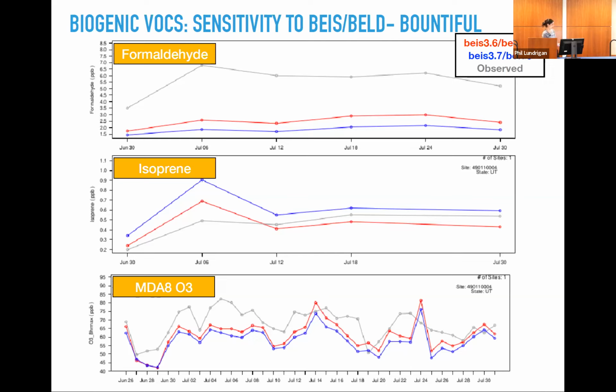Now, of course, those are only a few data points. That's the only data we have available for that 2017 time period that we're simulating. But still, if we go down looking at ozone throughout the episode, it does seem that with the older BEIS BELD, we see better ozone performance at Bountiful. So that is why we picked BEIS 36 BELD-41 for our model performance evaluation. But clearly, we're still not well representing oxygenated species like formaldehyde, which could have sources other than biogenics.